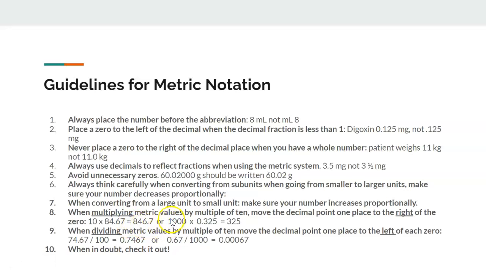So my answer would be 846.7. Same if I'm multiplying by 1,000, I would move my decimal 3 times because I have 3 zeros, 1, 2, 3. So if I moved it, it'd be 1, 2, 3, and my answer is 325. Now when dividing, you're going to move it to the left. You're going to go the other way. Remember, you're going from larger to smaller, so your number should become smaller.